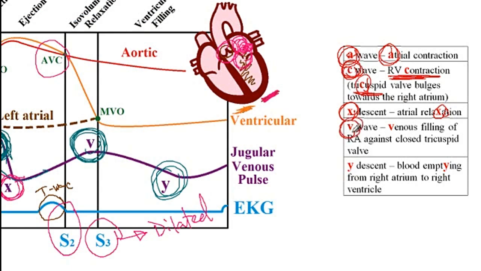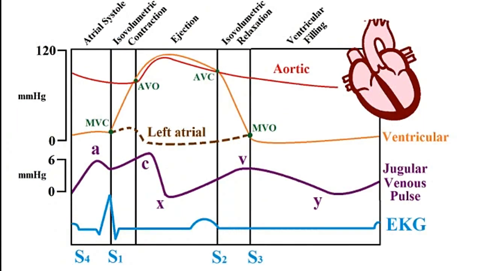And then we have the V wave, which is representative of the venous filling of the right atrium against the closed tricuspid valve. And then finally we have the Y descent, where blood is emptying from the right atrium into the right ventricle. Okay, now back to this curve again.